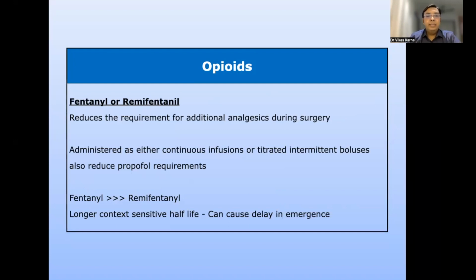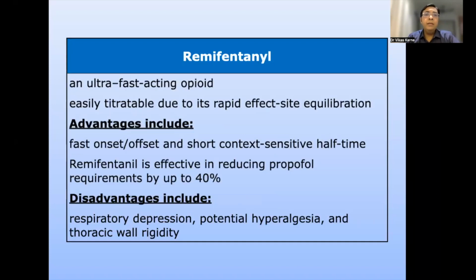As we have already seen, the context-sensitive half-life for fentanyl is much longer and may cause delay in emergence. And remifentanil is an ultra-fast-acting opioid, easily titratable due to its rapid effect site equilibration. It has fast onset and offset and short context-sensitive half-life. And remifentanil is effective in reducing the propofol requirement by almost 40%. Disadvantages include respiratory depression, potential postoperative hyperalgesia, and thoracic wall rigidity.